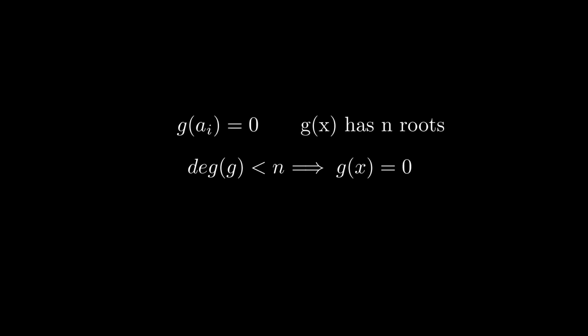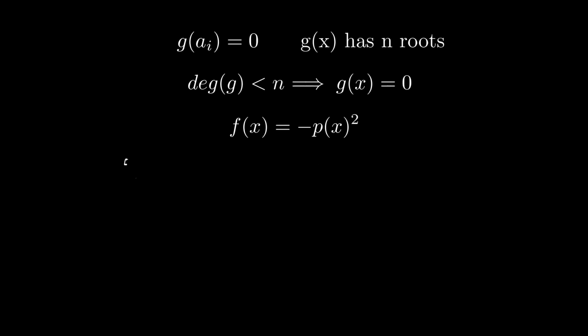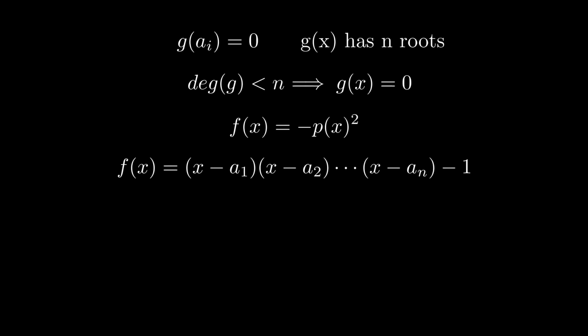Since g of x is equal to p of x plus q of x, which is equal to 0, then q of x is equal to negative p of x. Back to our original definition of f of x, we get f of x is equal to negative p of x squared, meaning that the leading coefficient of f of x is negative, which cannot possibly be true because the leading coefficient of the polynomial is +1.